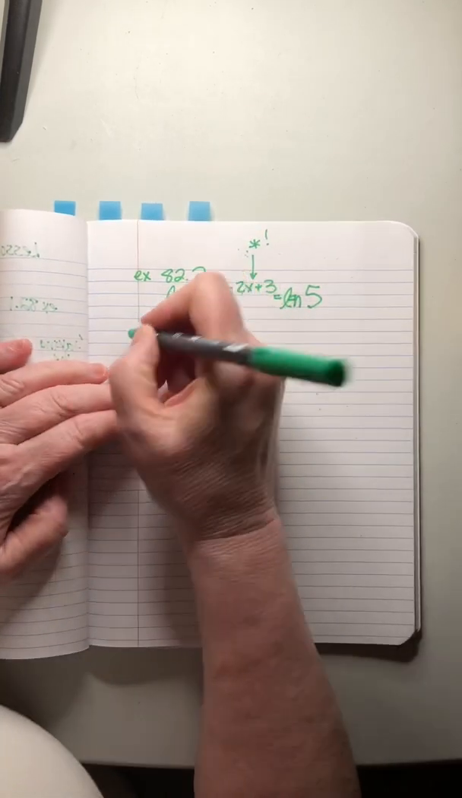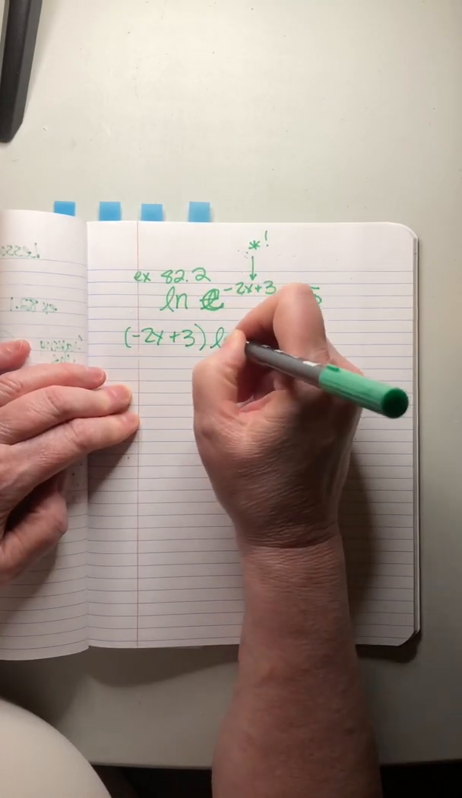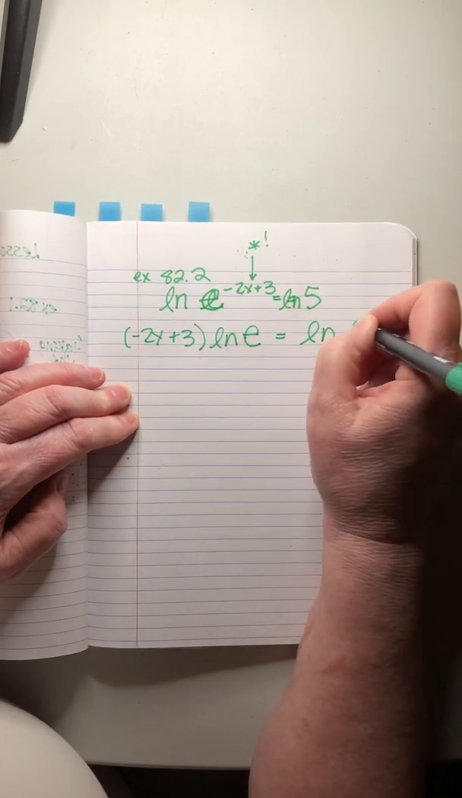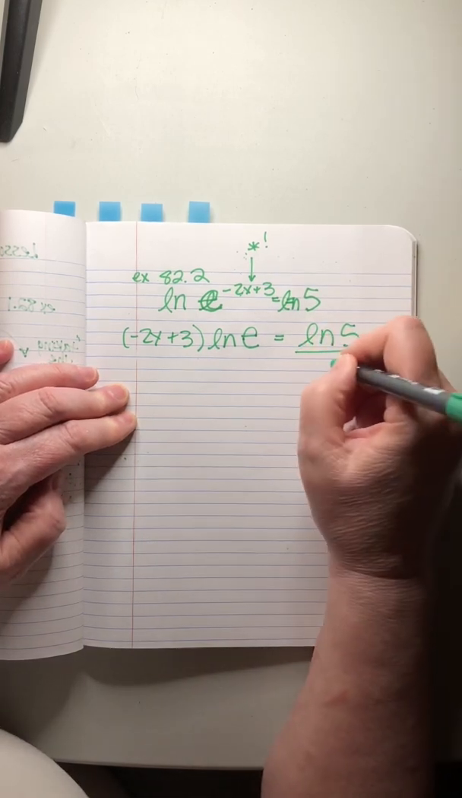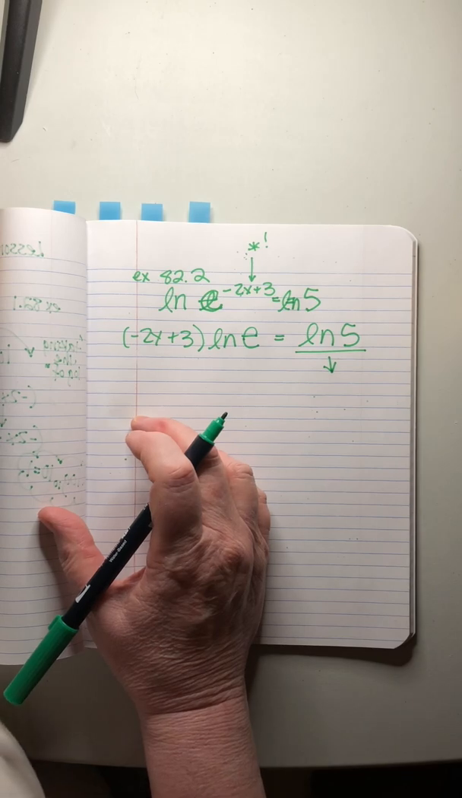Now I pop that down. Minus 2x plus 3 times the natural log of e equals the natural log of 5. And we do everything the same that we did last time. We use the calculator to find that, and that value is 1.6094.